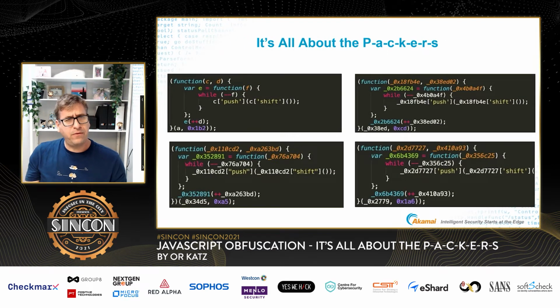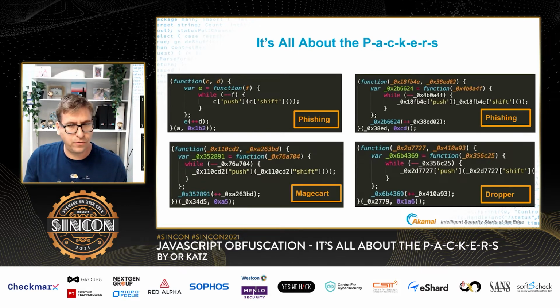So, the name of the presentation is all about packers, and some of the examples that led me into that research, which I was able to see over a year ago. I looked at 4 different samples of code. They're not the entire code, they're a snapshot from a given code I was looking into. They're different files because they represent different threats. The 2 upper ones are phishing pages, and of the 2 lower ones, one is Magecart and one is a malware dropper.